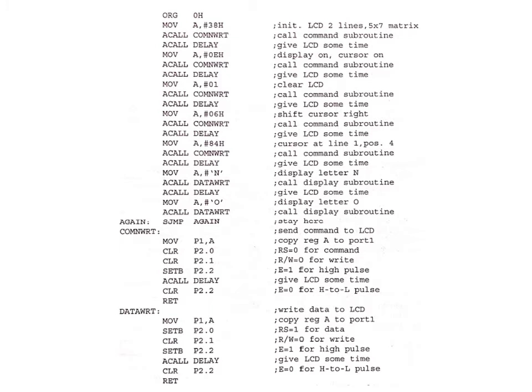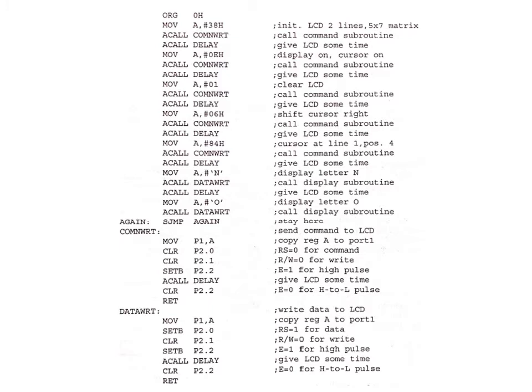In the subroutine command write, what we used to do is port 2.0 is cleared because it is meant for writing the command. But here in data write, port 2.0 is set, so with that it is considered as data, RS is equal to 1 for data transmission. Then CLR P2.1, that is read and write operation. For write operation it is 0, so we clear it.